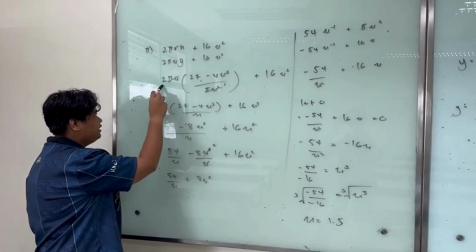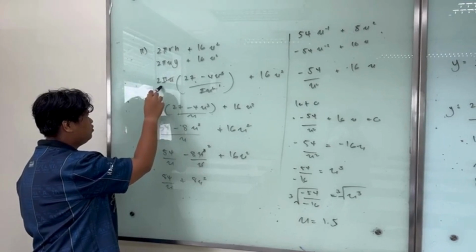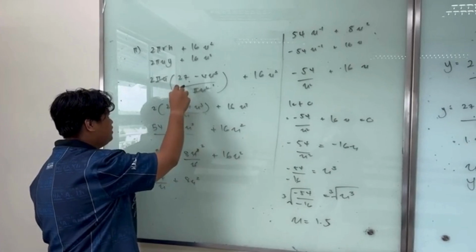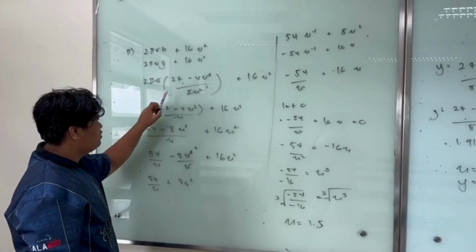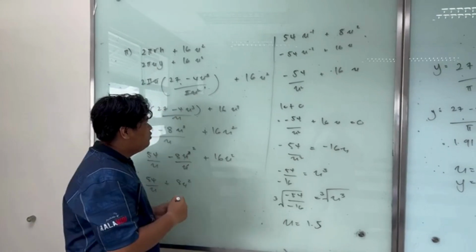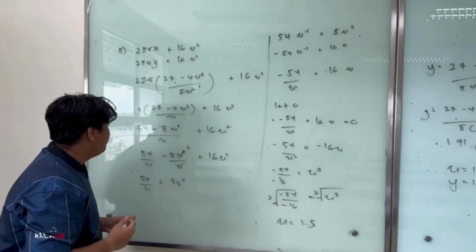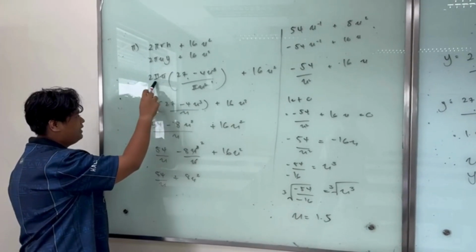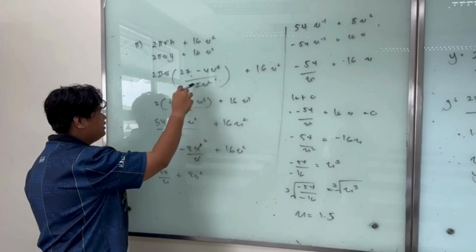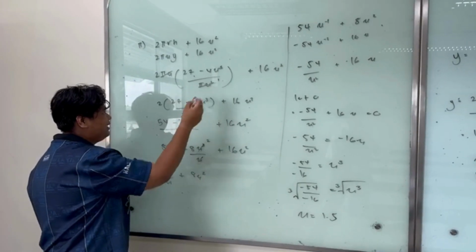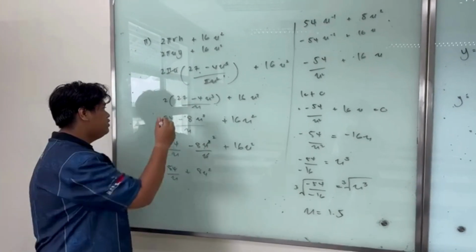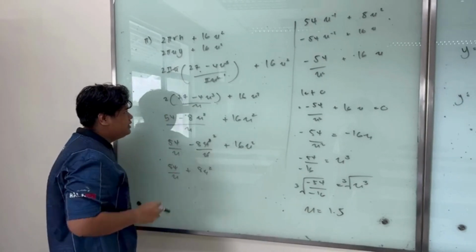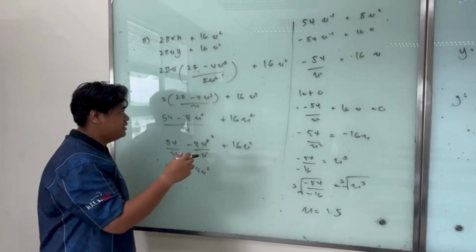So we get this new equation, which is 2 pi x times 27 minus 4x cubed over pi x squared, plus 16x squared. So now we can cancel out pi x from the bracket because it is the same. So now we get 2 times the bracket 27 minus 4x cubed over x, plus 16x squared.